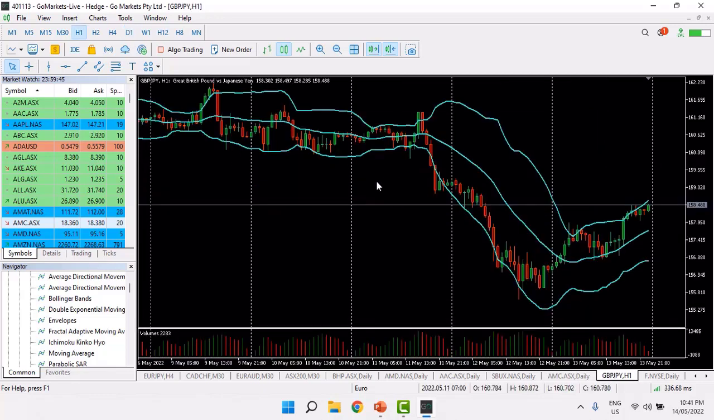For example, if we look at the GBPJPY on this hourly chart, again, you can see during periods of congestion, the bands are close together. As we get some price movement that's significant, we get the bands moving apart until volatility subsides again and we get them moving closer together again.